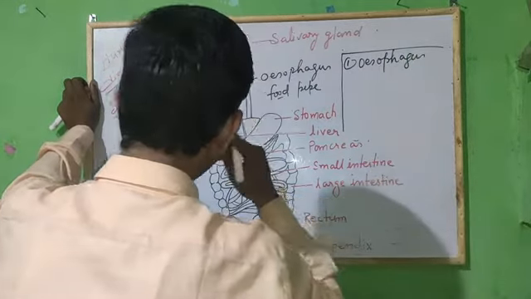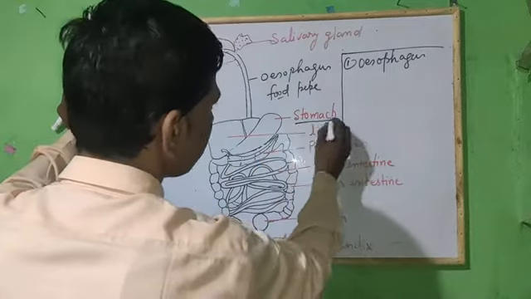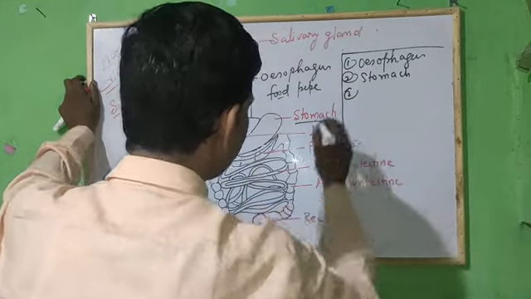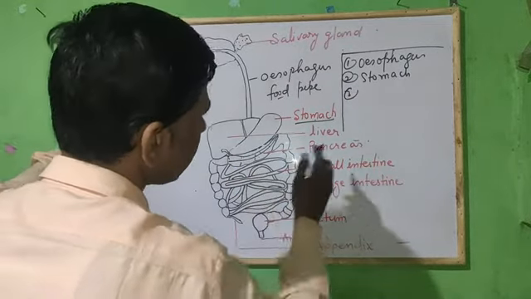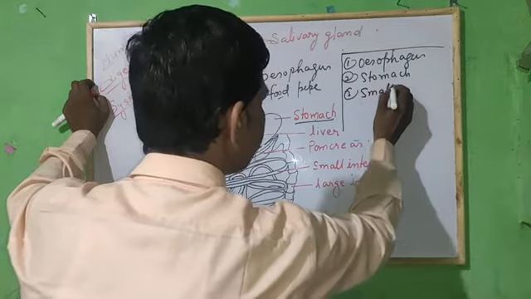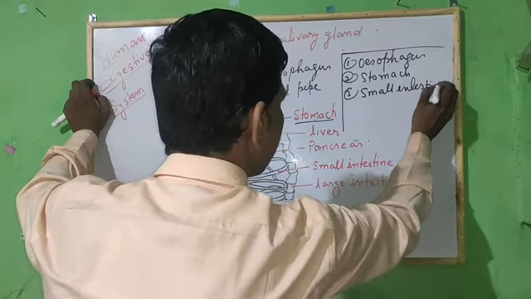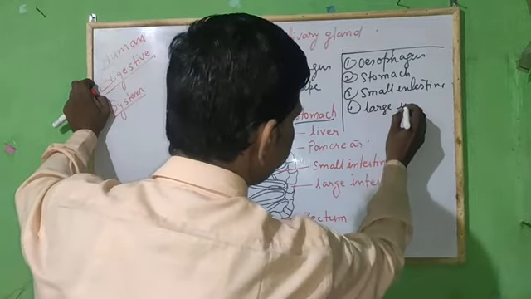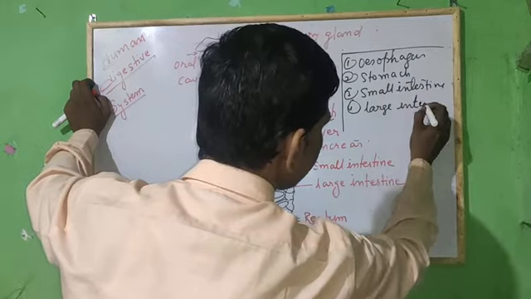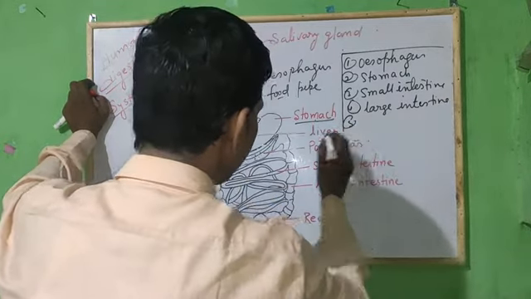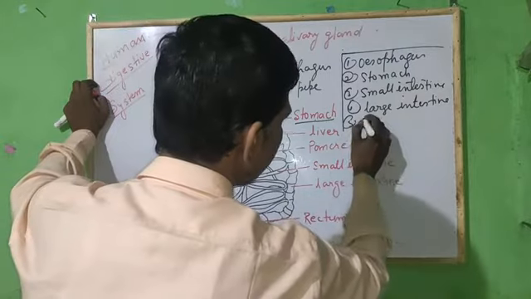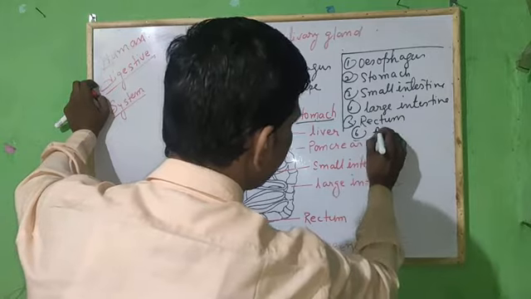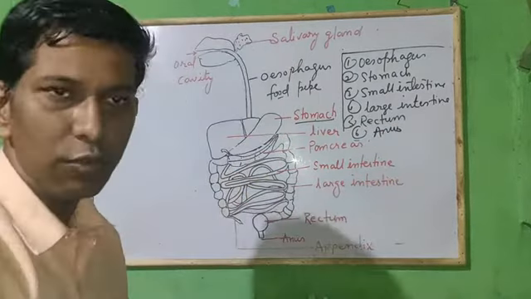The second, dear children, is the stomach, a J-shaped muscular organ. The third organ is a coiled structure, the small intestine. The fourth one, the bigger one, is the large intestine. The fifth is the rectum, present in the lower portion, and the sixth one is the anus. So these organs work together to perform the digestive system.